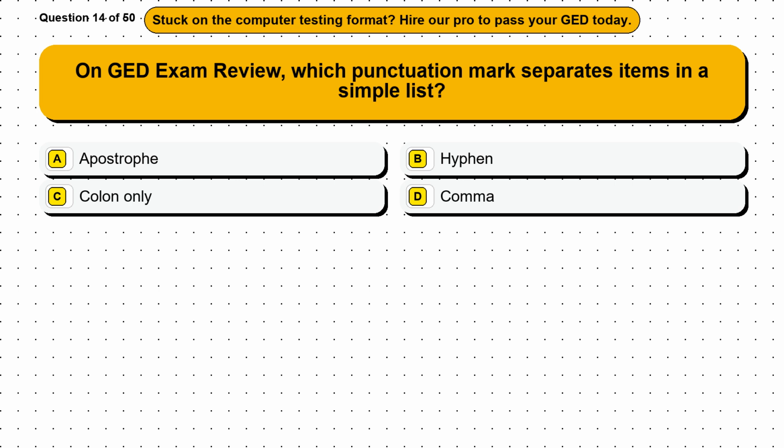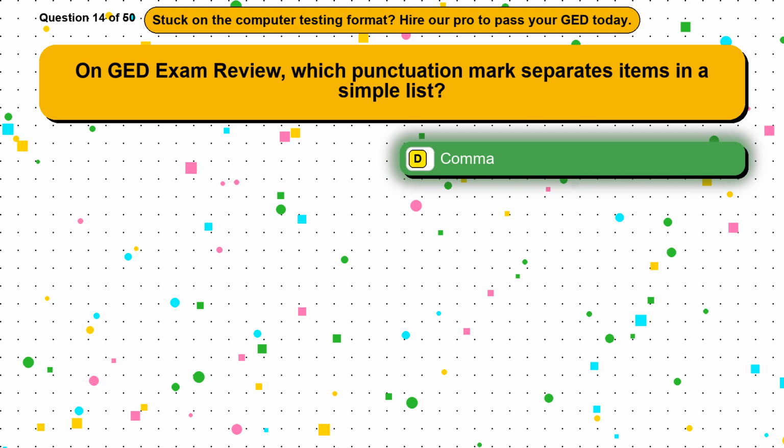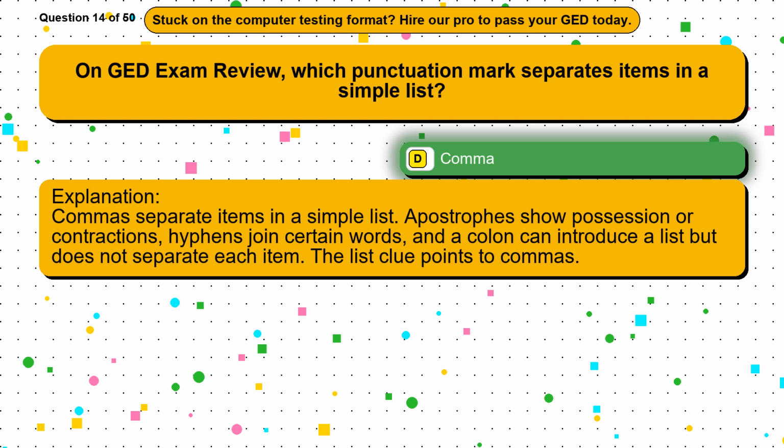Question 14. On GED exam review, which punctuation mark separates items in a simple list? Option A, apostrophe. Option B, hyphen. Option C, colon only. Option D, comma. The correct answer is option D, comma. Commas separate items in a simple list. Apostrophes show possession or contractions, hyphens join certain words, and a colon can introduce a list but does not separate each item. The list clue points to commas.